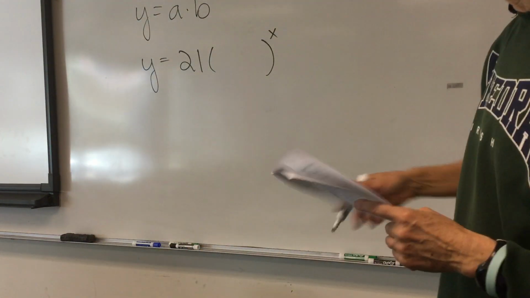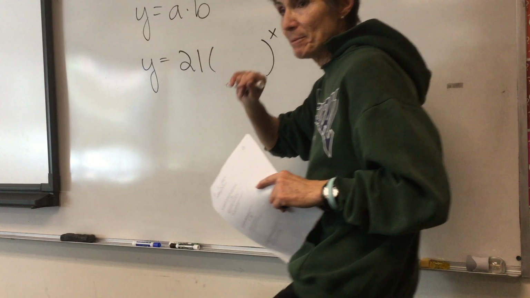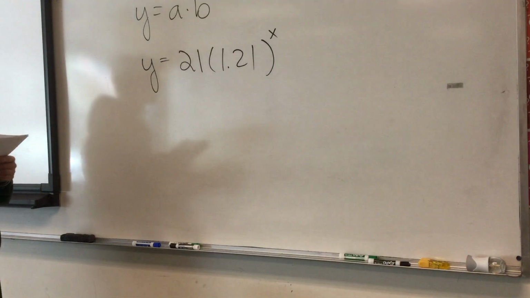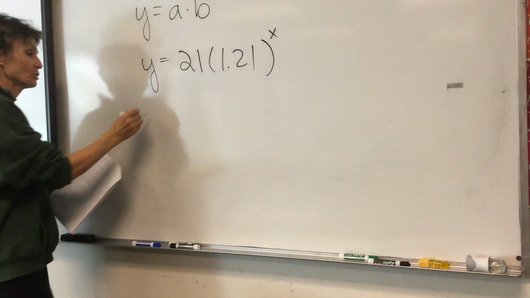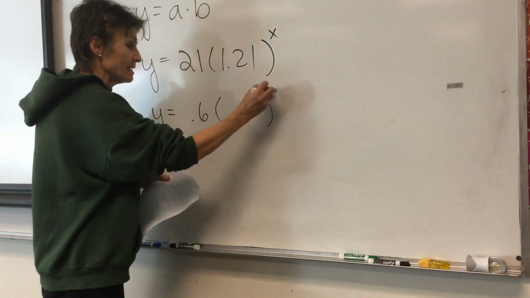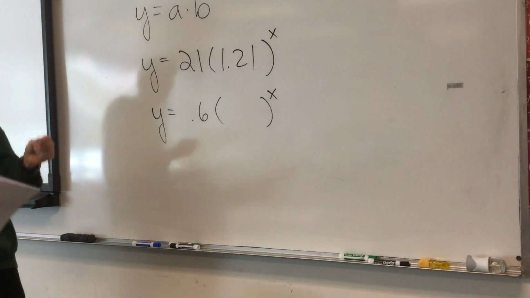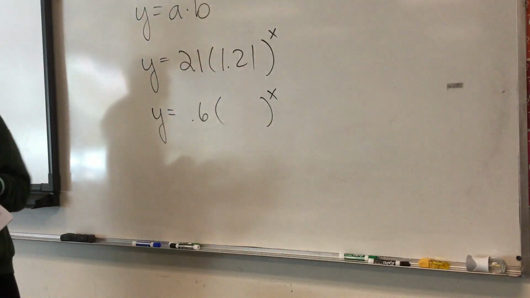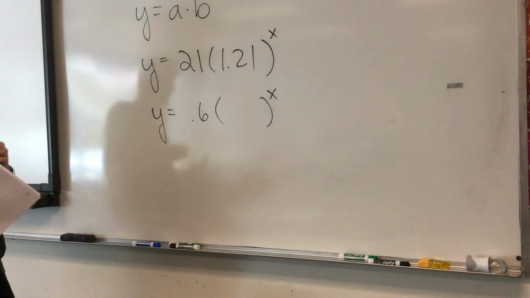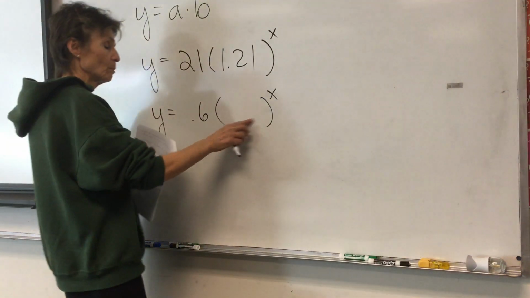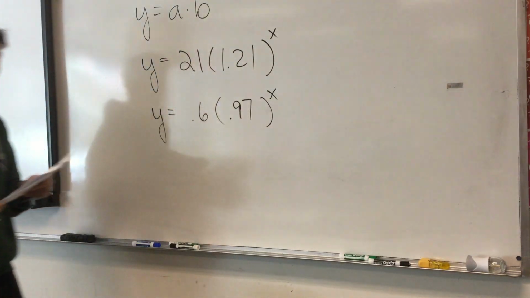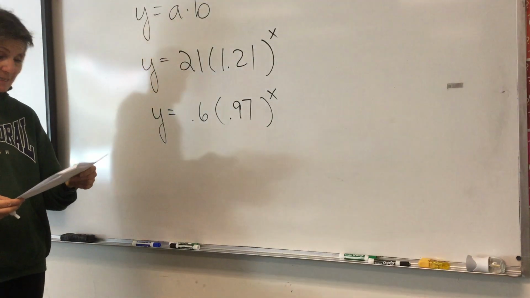What does that mean our B number is here? What would that B number be? 1.21. Yep, 1.21. It's that easy, folks. All right, let's look at B. B says we have an initial value of 0.6, so easy. And now we are decreasing 3% per year. So we're decreasing, so we need to subtract from 1. So our decimal will be what? 0.97. Indeed, 0.97. That's a 3% decrease.